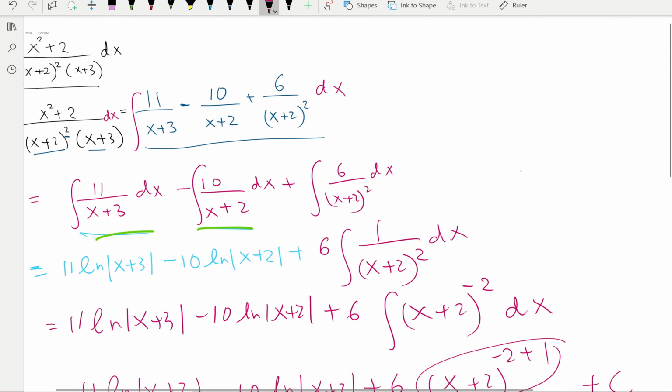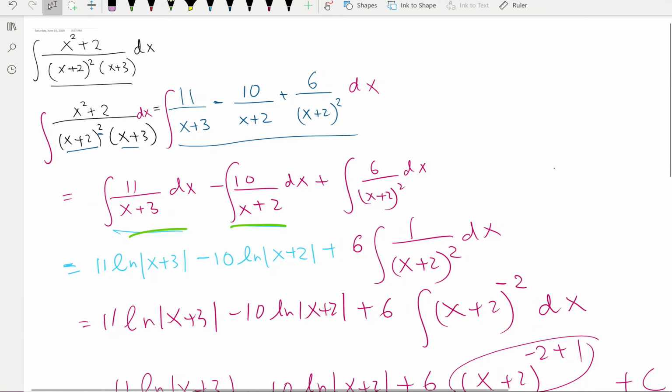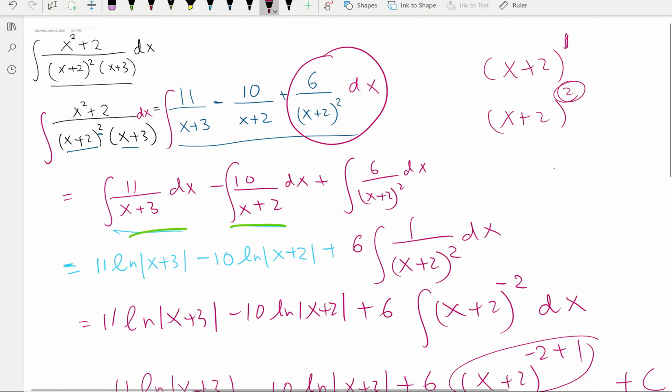Now the important thing again: how do you integrate repeated linear factors? They don't involve natural log. If you have just a linear factor, where the power is 1, then you use natural log. But if you have a repeated factor, a repeated power, then you have to use the power rules. You take it to the numerator and then you integrate. Same for x plus 2: 1 over x plus 2 cubed, you take it to the numerator, so it becomes x plus 2 to the negative 3, then you integrate.